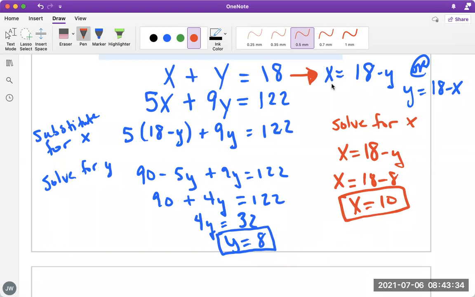All right, we already had the equation x is equal to 18 minus y. We just needed to know what y was. So once we figured out y was 8, substitute it back in. 18 minus 8 is 10. So x is 10. All right, we're not done.